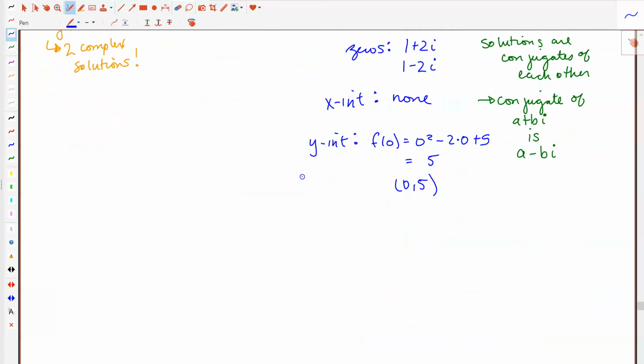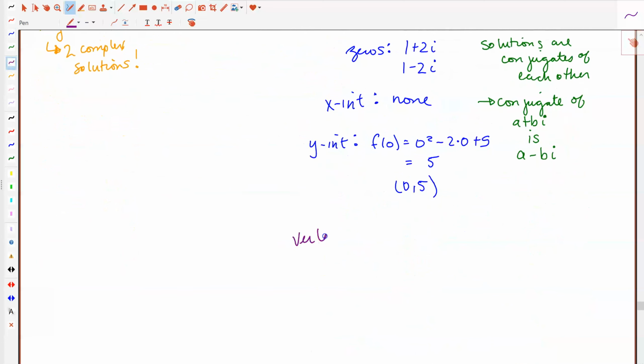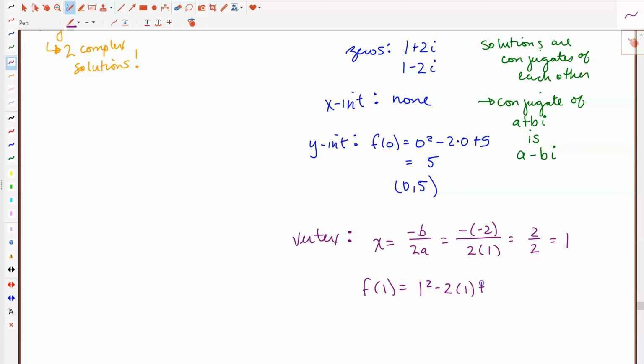Maybe we'll look for the vertex next. So for the vertex, remember the x-coordinate of the vertex is found at negative b over 2a, which will be negative negative 2 over 2 times 1. So I get 2 over 2, which is 1. Right, so that's the x-coordinate of the vertex. To find the y-coordinate of the vertex, we'll find f of 1. So that'll be 1 squared minus 2 times 1 plus 5. So that'll be 1 minus 2 plus 5, which is 4. So the vertex is then going to be the ordered pair 1, 4.